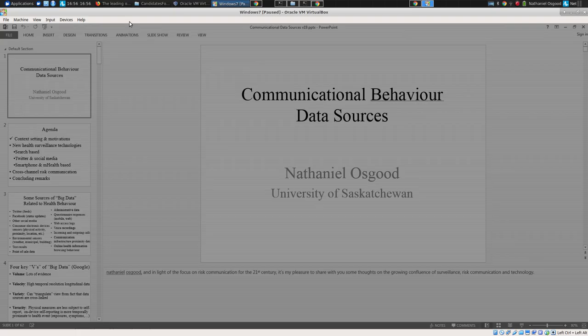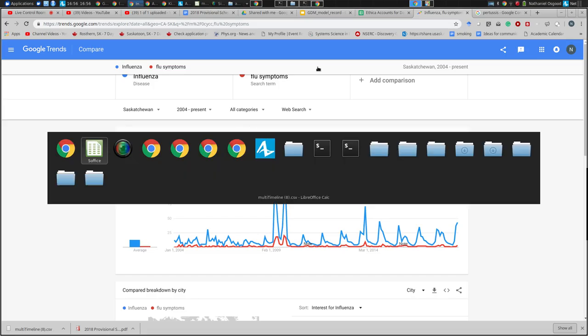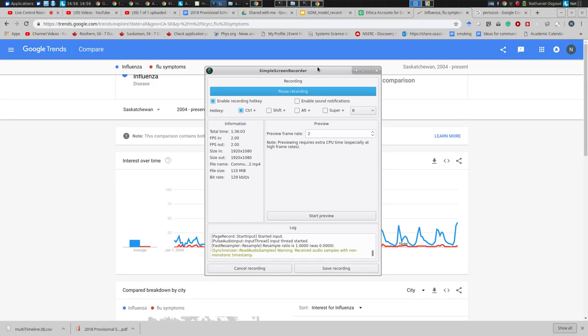Okay. So let's go, and we are going to open up a model shared with us by none other than Wade McDonald. Okay, where is Wade? There he is. Okay, great. Okay, so I'm going to save.